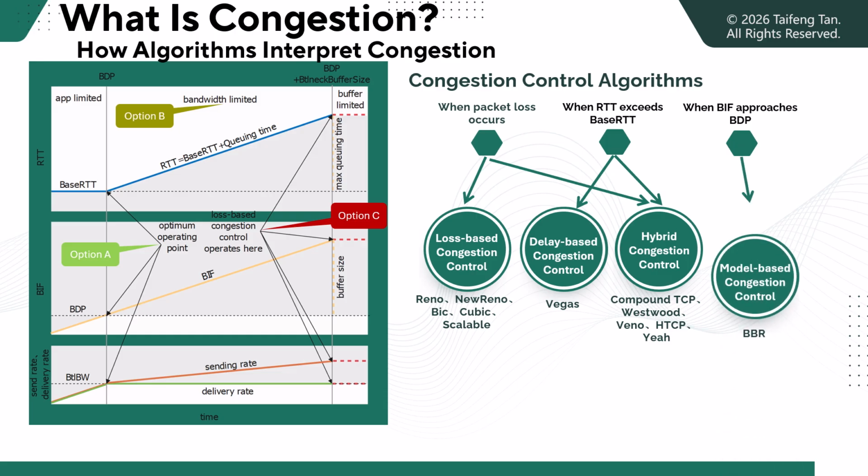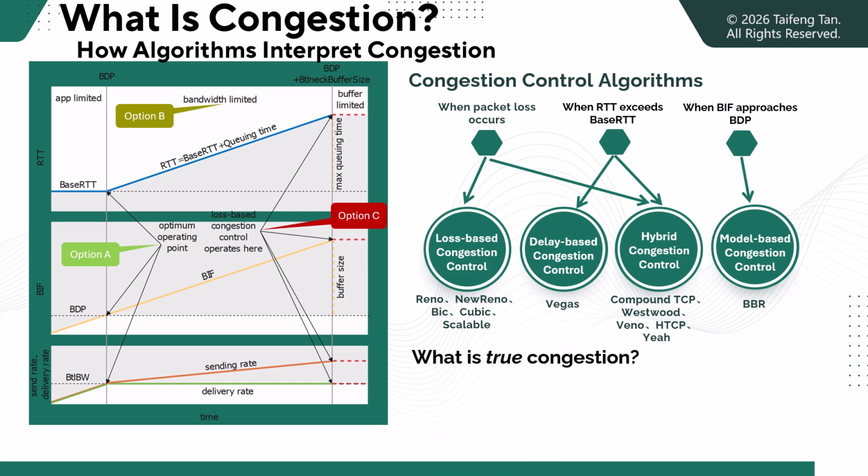Model-based algorithms, for example BBR, try to build a model of the path to find the optimum operating point. The goal it pursues is the optimum operating point mentioned in option A. The goal is simple: keep the pipe full, but avoid building queues. These algorithms are all doing congestion control, but in wildly different ways. So, what is true congestion? Different congestion control algorithms define congestion differently, shaped by their design philosophy and by the network conditions of the internet at the time they were created.